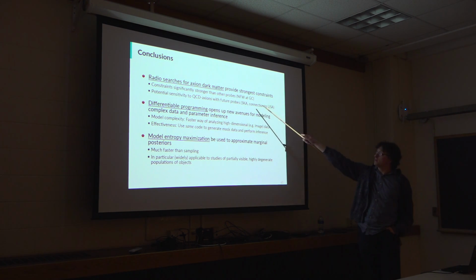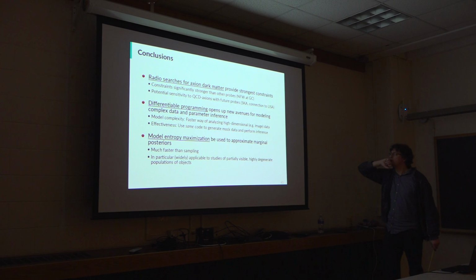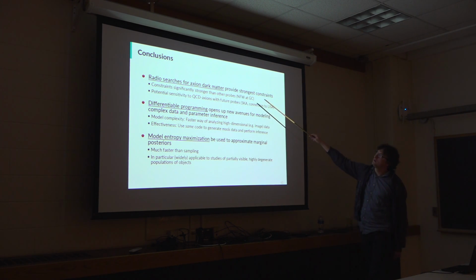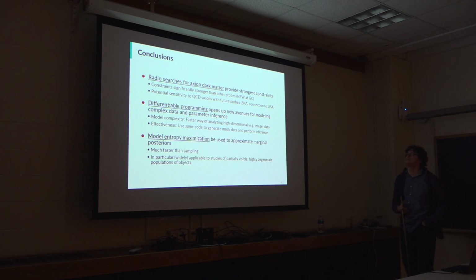Radio searches for axion dark matter provide right now the strongest constraints above masses around a couple of tens of microelectron volt, and significantly stronger than other probes. Even for a cored dark matter profile, this actually looks quite good. And since the sensitivity of radio observations will massively increase in the future, there's still lots to gain.